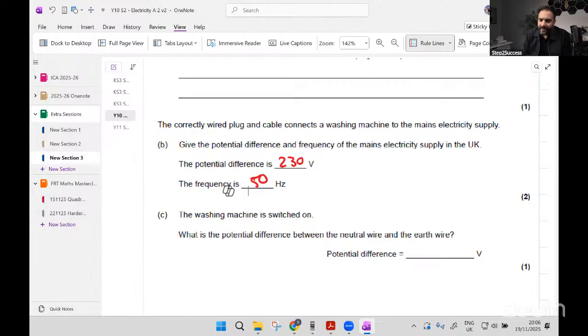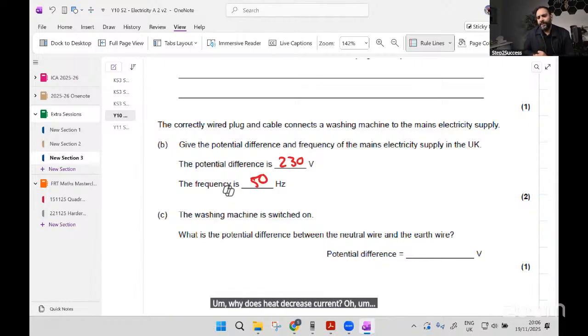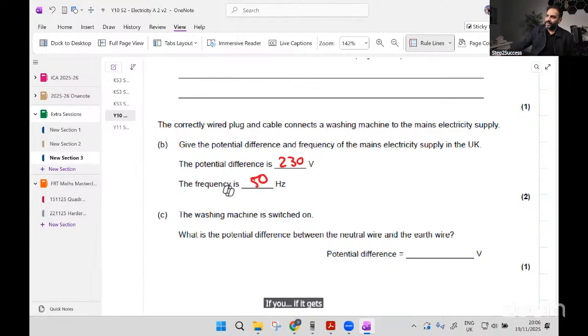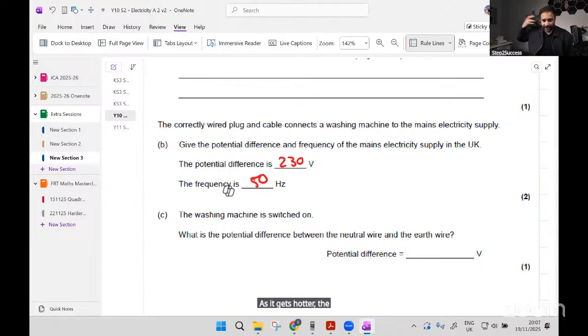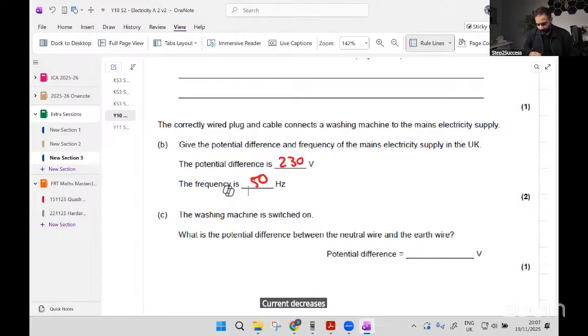Why does heat decrease current? I don't know. I'll check whether that's relevant to a question in a moment. I think the answer to your question is usually, depending on the component, if it gets hotter, the resistance increases. That's what happens with a light bulb. As it gets hotter, the resistance goes up, and when resistance goes up, current decreases, because resistance is something that slows the current down.